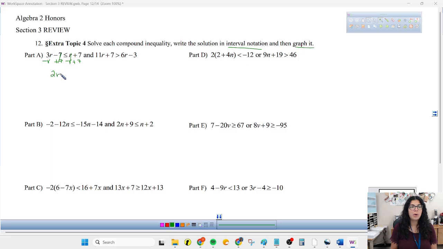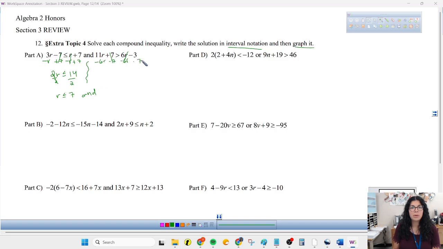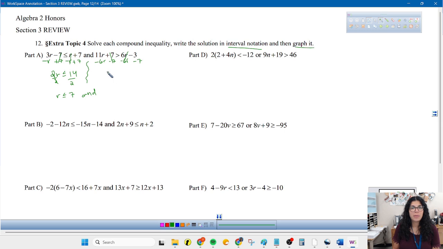So this means now we have 2r is less than or equal to 14, and then dividing by 2, we get that r is less than or equal to 7. The word in the middle here is "and". On the right inequality, we're going to subtract 6r and subtract 7. So now we have 5r is greater than -10. And then divide by 5, we get that r is greater than -2.